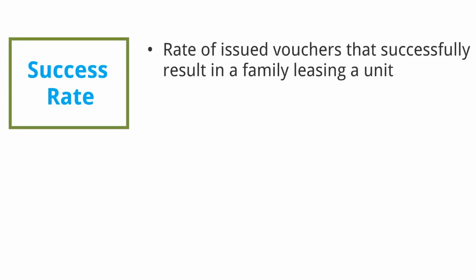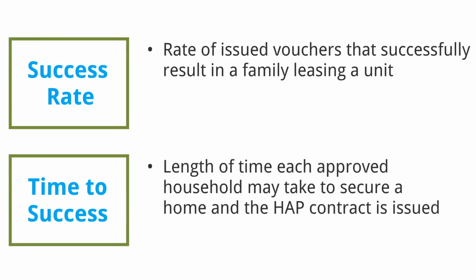The success rate is the percent of issued vouchers that successfully result in a housing assistance payment (HAP) contract. Along with the overall success rate, PHAs must also be mindful of the length of time each approved household may take to secure a home and have the HAP contract issued. This is known as the time to success.